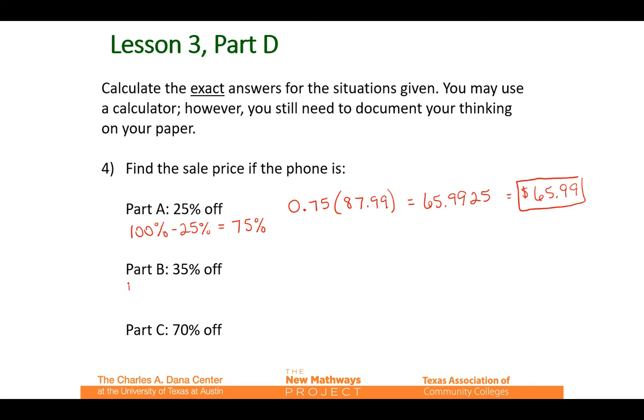If it's 35% off, we're going to pay 65%. So 0.65 times $87.99. That comes out to be 57.1935. Again, we stop right here. So the sale price would be $57.19.